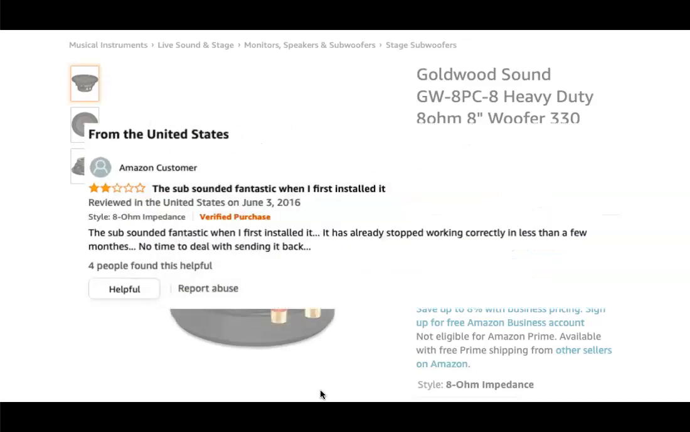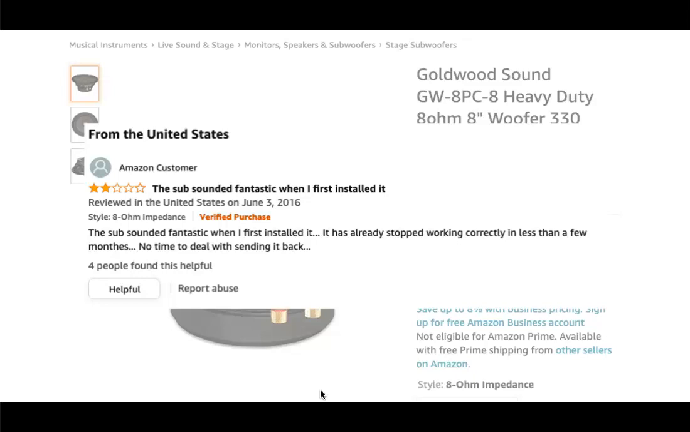So what do I do? I look at some of them and see what people say. I go to the best ones and the worst ones, and I go to the ones that people say, oh yeah, they found this helpful. So 4 people found this one helpful. The sub sounded fantastic when I first installed it. It had already stopped working correctly in less than a few months. So what did I do? I didn't buy this one. And maybe this is a perfectly good woofer, but I went based on that. That was the quick way I made this judgment and ended up buying a completely different woofer.